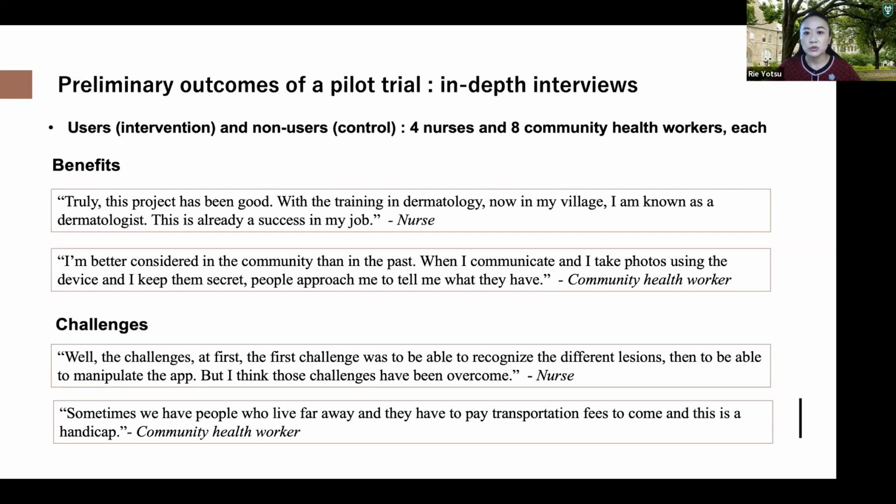Before our project, these nurses were not able to diagnose skin diseases. So in their patient chart, they just put skin diseases, but now they are able to name some of the skin diseases. Also, the first challenge was to be able to recognize the different lesions and then be able to manipulate the app. But I think those challenges have been overcome. Sometimes we have people who live far away and they have to pay transportation fees to come, and this is a handicap. So access to healthcare, even though you have these tools, still has some challenges.